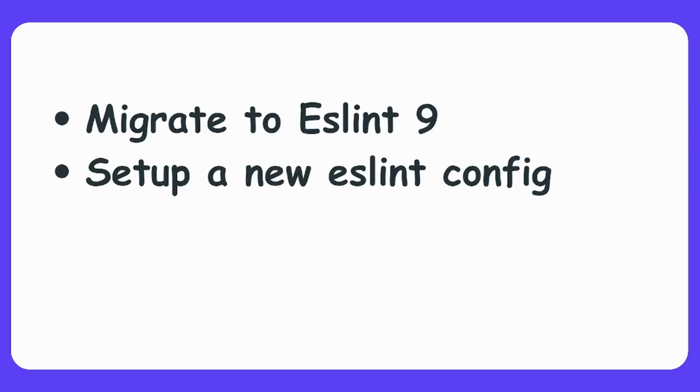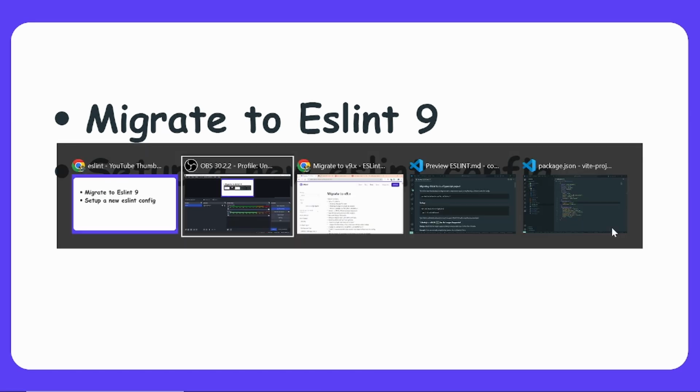So basically in this video we are going to focus on two things: migrate our project to ESLint 9. Means we are already having a setup of ESLint in our project, so we are going to migrate it. Okay, and then we are going to set up a new ESLint config in a new project. Okay, so let's move to documentation first.